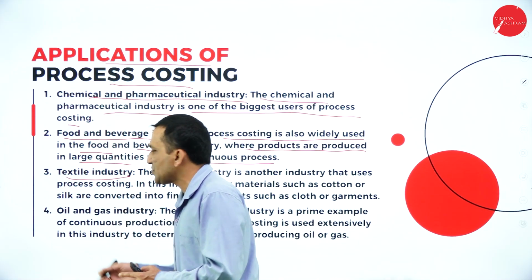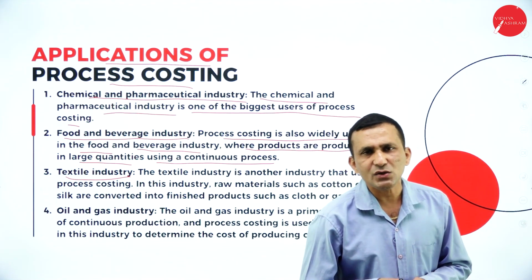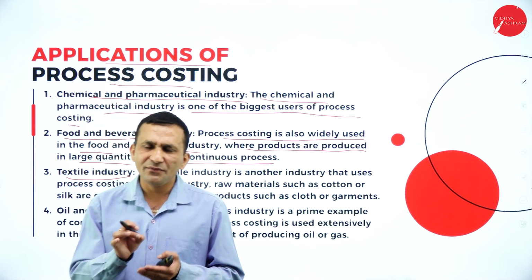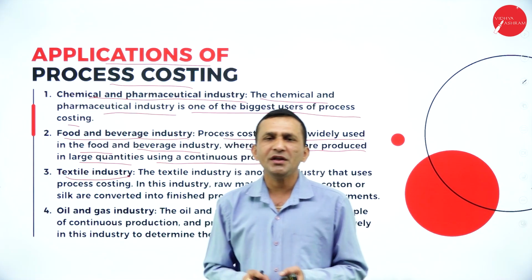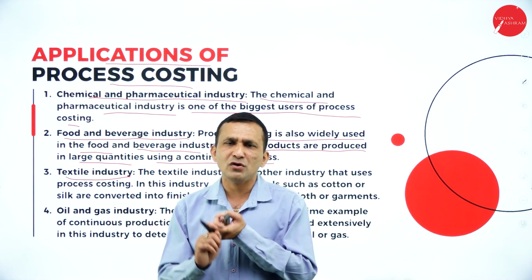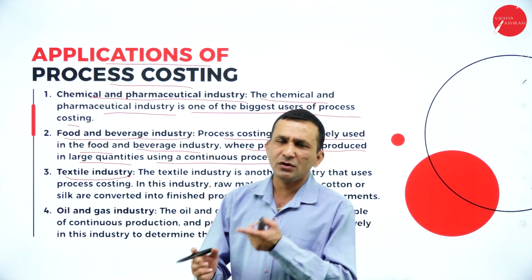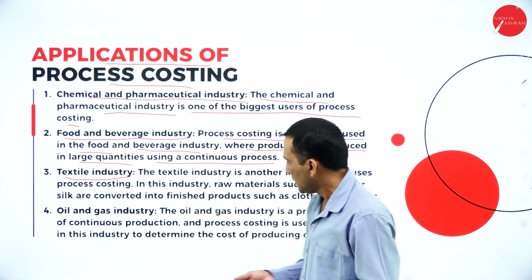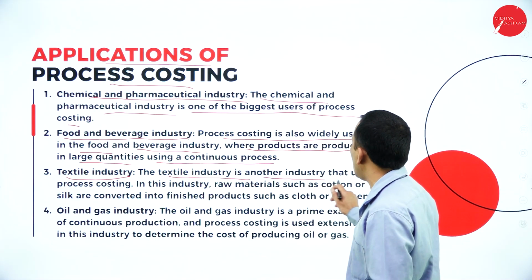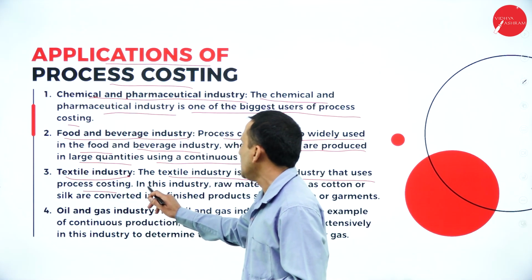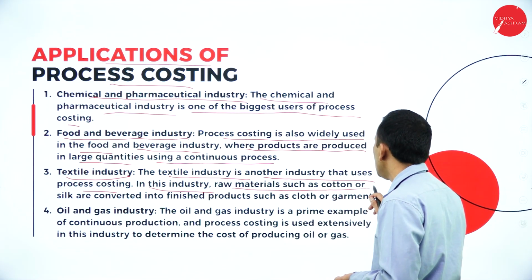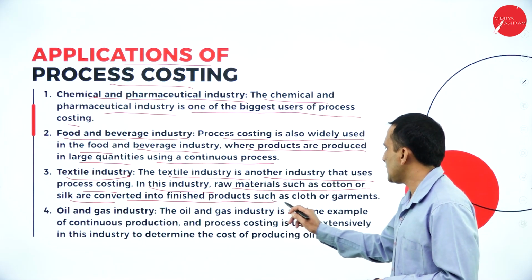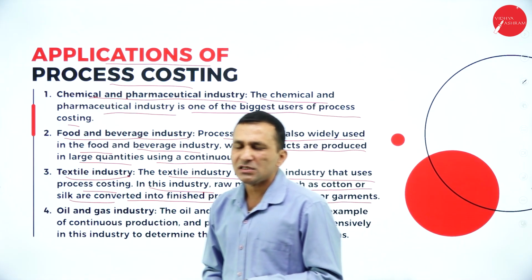And the textile industry also uses process costing. If you take cotton, from the cotton they remove the yarns, then it goes to the second process, twisting together for yarn. Next it goes for assembly, next for lubricant, and finally color. So there are different processes. The textile industry is another industry that uses process costing. In this industry, raw materials such as cotton and silk are converted into finished products such as cloth and garments. Different processes we are identifying.